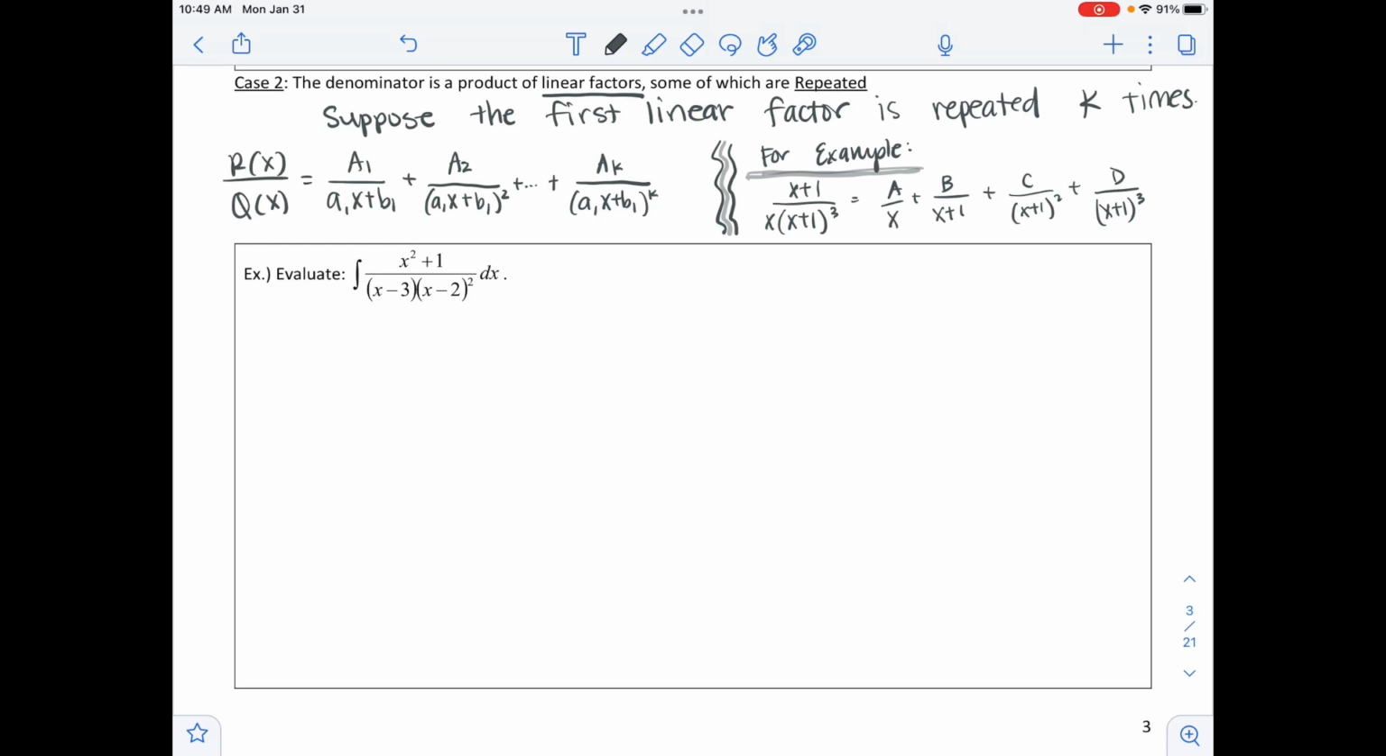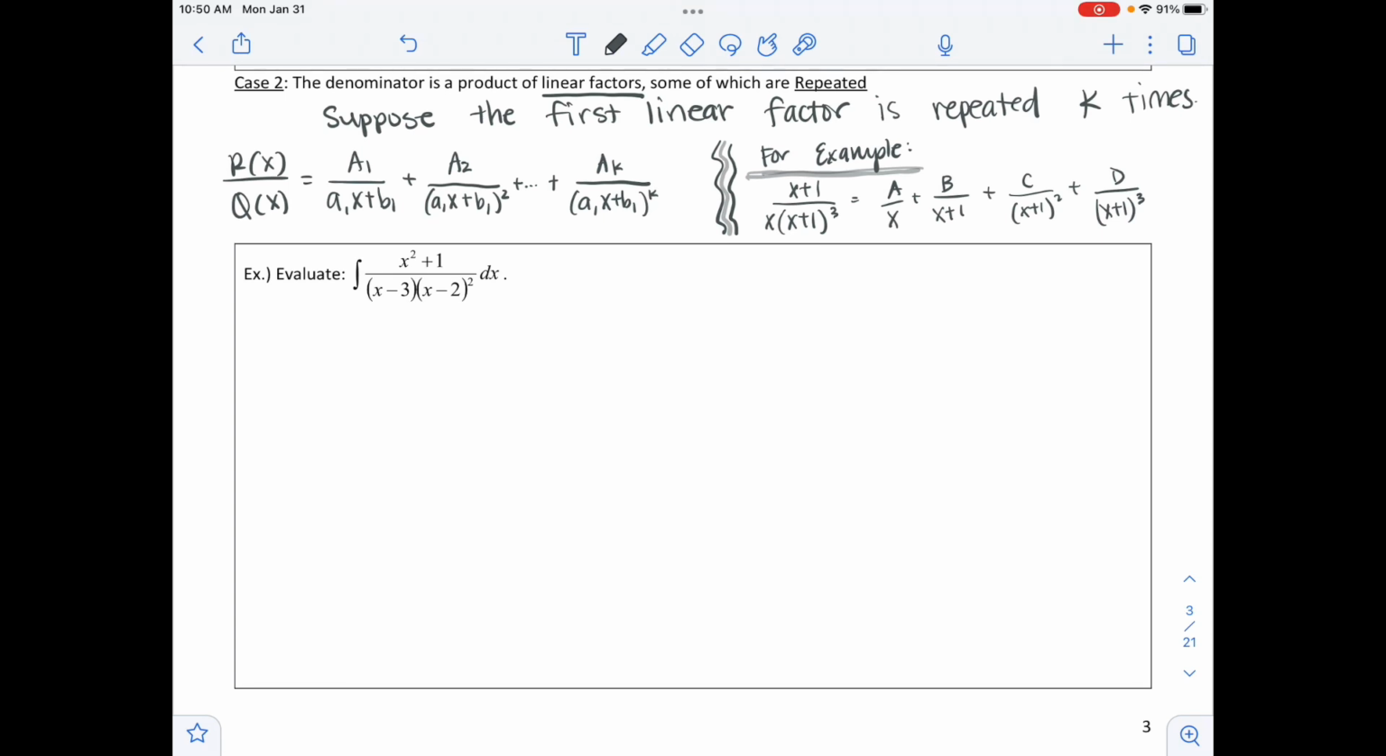So I wrote down an example next to that. That says, for example, if you had x plus 1 over x times x plus 1 to the third power, since the x just occurs once, it's going to be a over x. But since that factor of x plus 1 to the third is repeating 3 times, I'm going to have to write it 3 times. So the first time is going to be b over x plus 1. The next one's going to be c over x plus 1 squared, and the next one's going to be d over x plus 1 to the third. Again, this is this idea of partial fractions and working backwards, just like what we discussed in that first example.